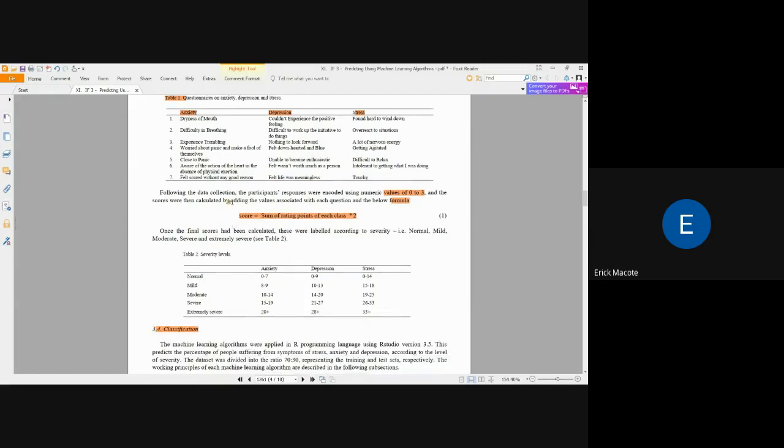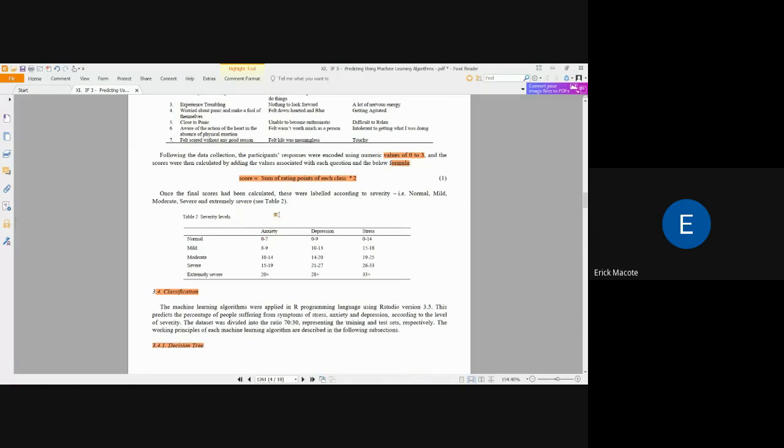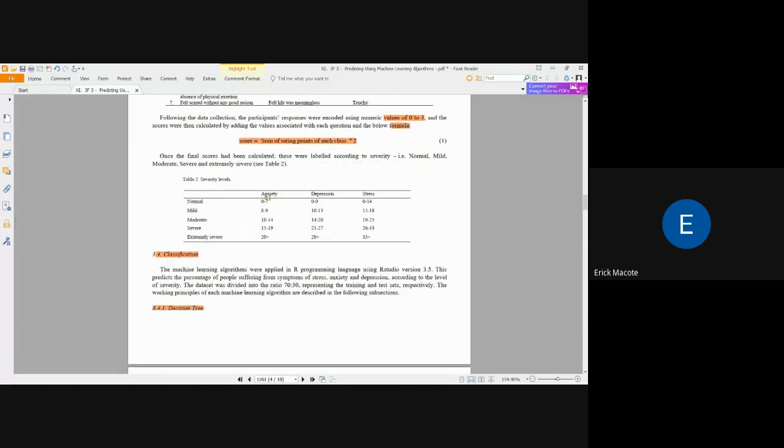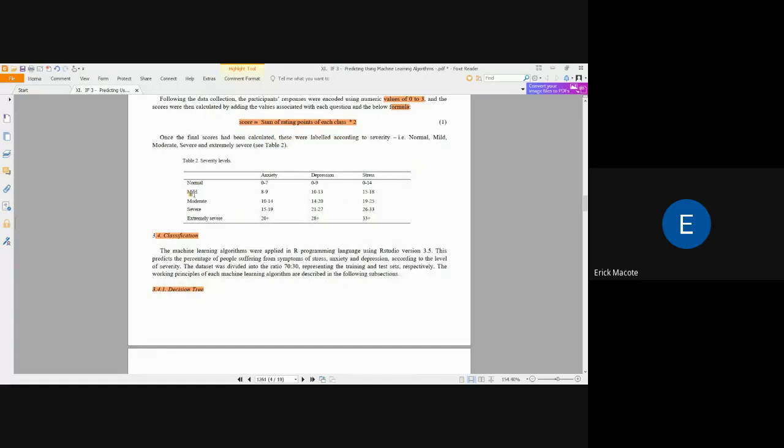After the data collection, the responses were encoded using numerical values of 0 to 3, and the scores were then calculated by adding the values associated with each question in the formulae below. Finally, they were labeled according to severity, as shown in table 2. I mean normal, mild, moderate, severe, and extremely severe.